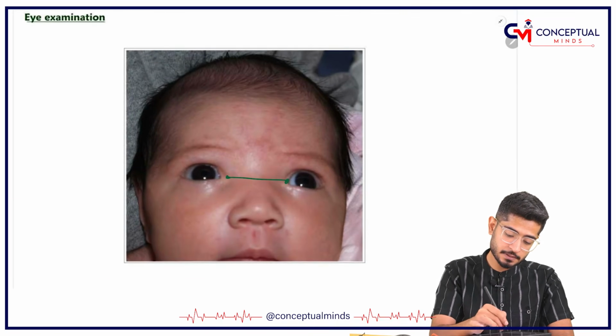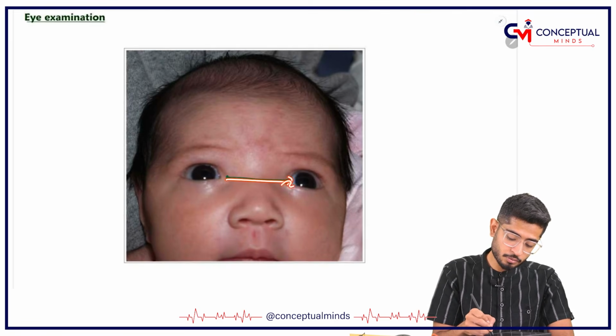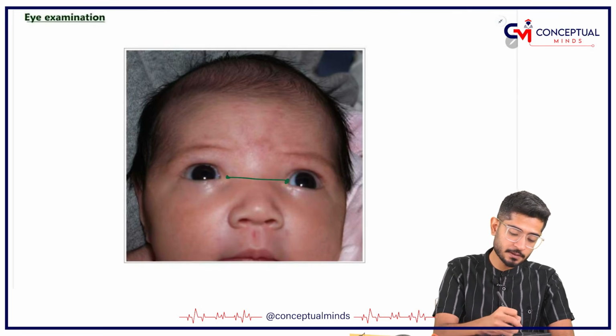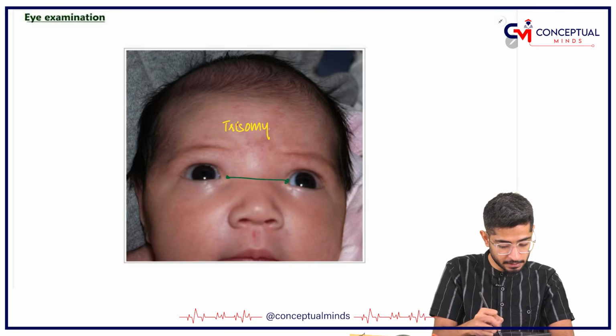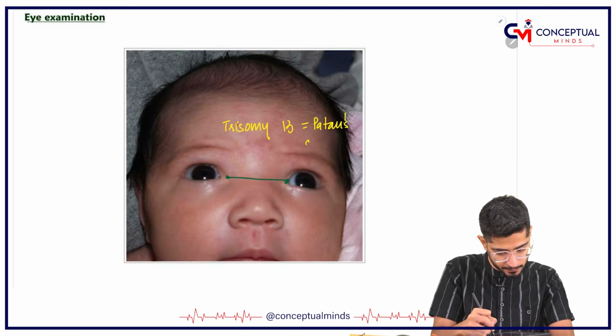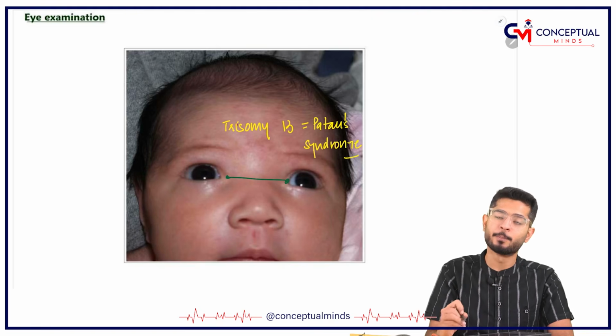After that, can you see the amount of gap? This can be associated with what? This can be associated with trisomy 13, and trisomy 13 is called Patau's syndrome. Which syndrome is this? It is called Patau's syndrome.